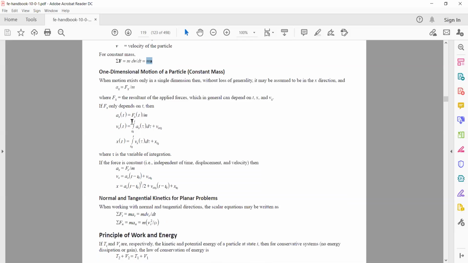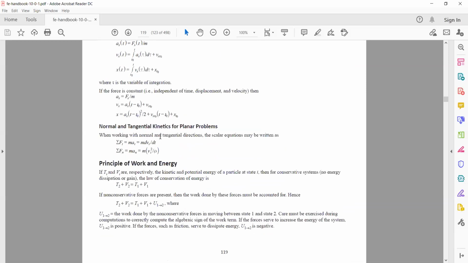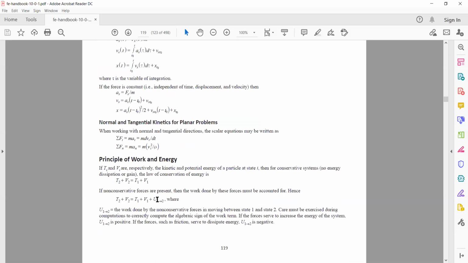Constant mass allows you to simplify some things here. Normal tangential kinetics for planar problems. Work and energy is another important thing. And total energy, conservation of energy relationship right here. Kinetic plus potential equals kinetic plus potential from two different states. And if it's non-conservative, then it's going to be a little more complicated. Kinetic in state 2 plus potential in state 2 is equal to kinetic in state 1 plus potential in state 1 plus work it took to get from state 1 to state 2.